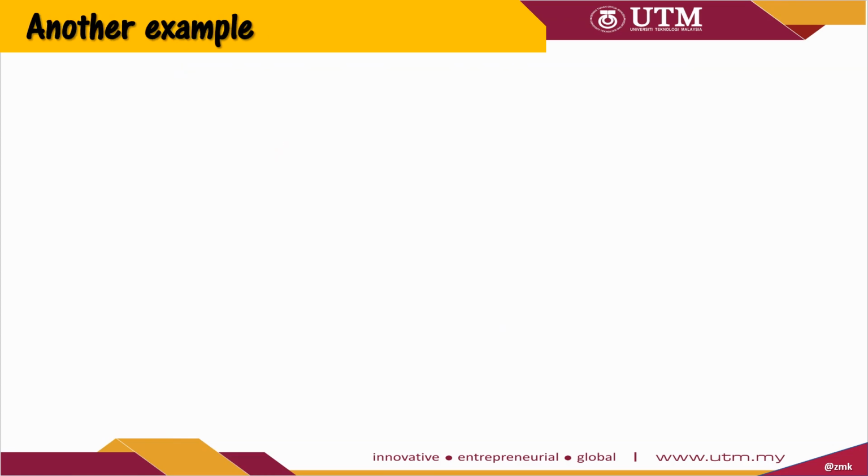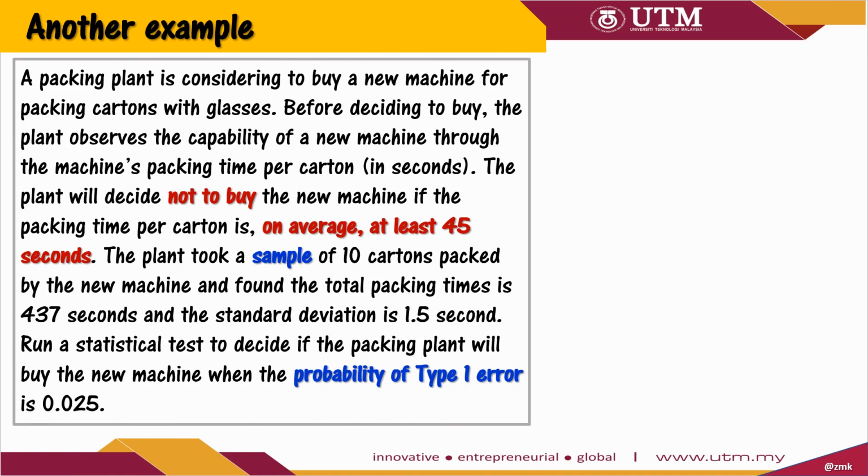Look at another example. A packing plant is considering buying a new machine for packing cartons with glasses. Before deciding to buy, the plant observes the capability of a new machine through the machine's packing time per carton in seconds. The plant will decide not to buy the new machine if the packing time per carton is, on average, at least 45 seconds.